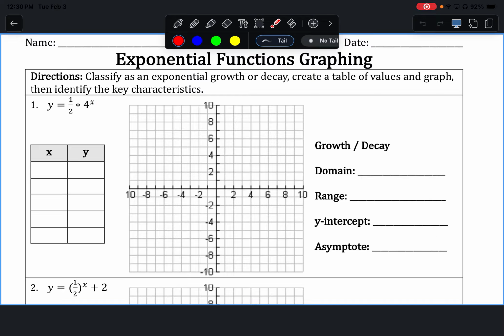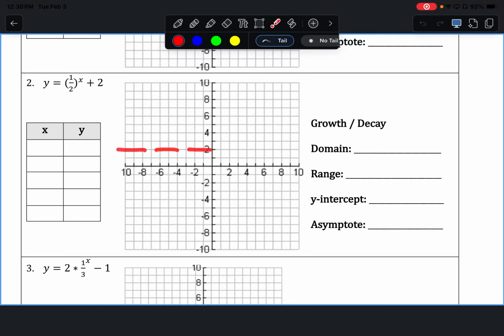All right. Then you can just put that equation into your calculator, get the table, and I'm going to go over the third one with y'all just to make sure we've got it. For number 2, though, what is our B for number 2? It's 1/2. Is that going to be growth or decay? Okay. Now, this one has plus 2 added to it. What does that make the asymptote? So y equals 2. Okay. And so that means at y equals 2, what can you not do to an asymptote? Touch it, cross it, nothing.